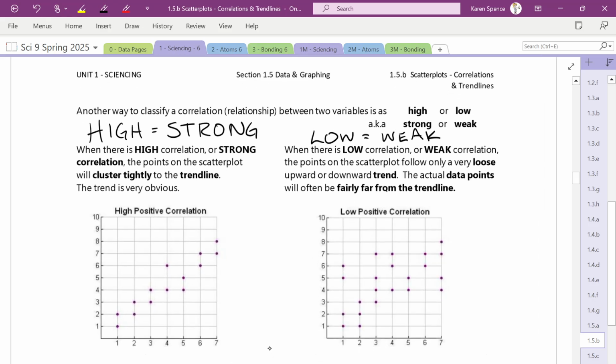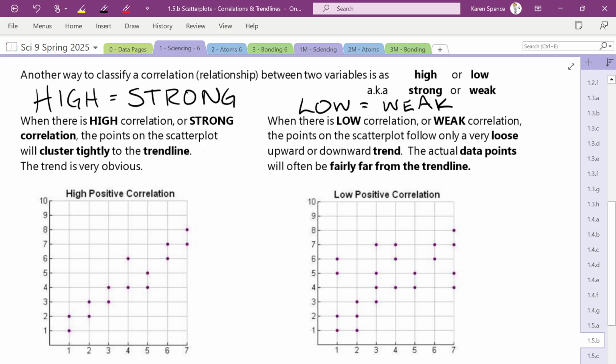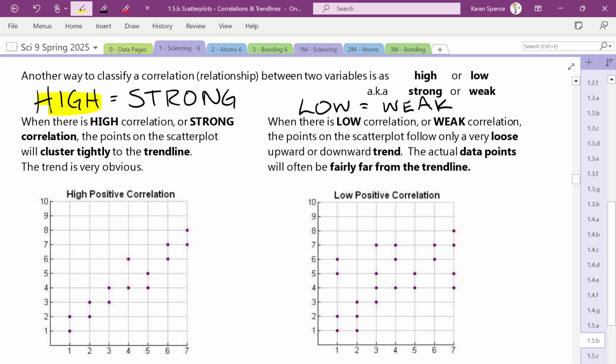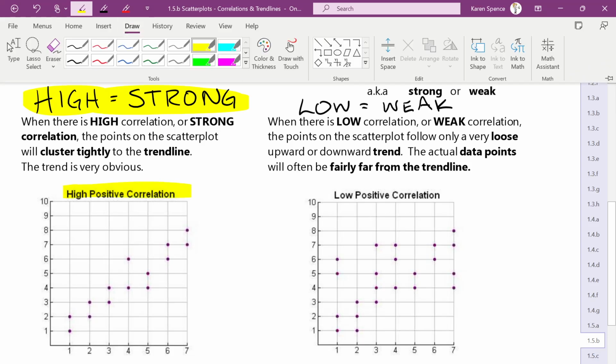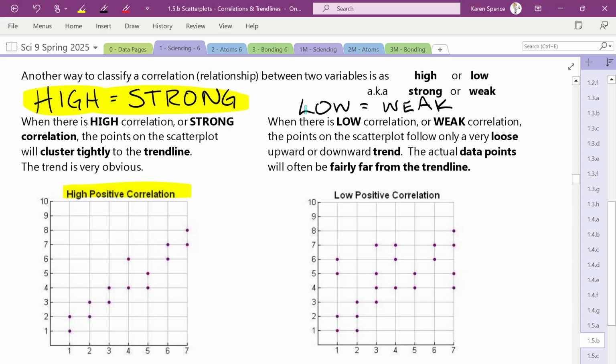Take a look at these two diagrams. We've got high, strong on the left, and we have low, weak on the right. And tell your partner what is the difference between those two. They're both a positive correlation. One is strong and one is weak. What's the difference?